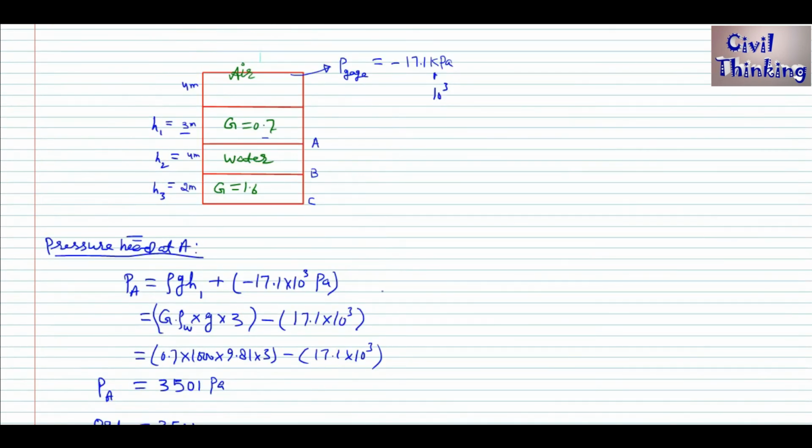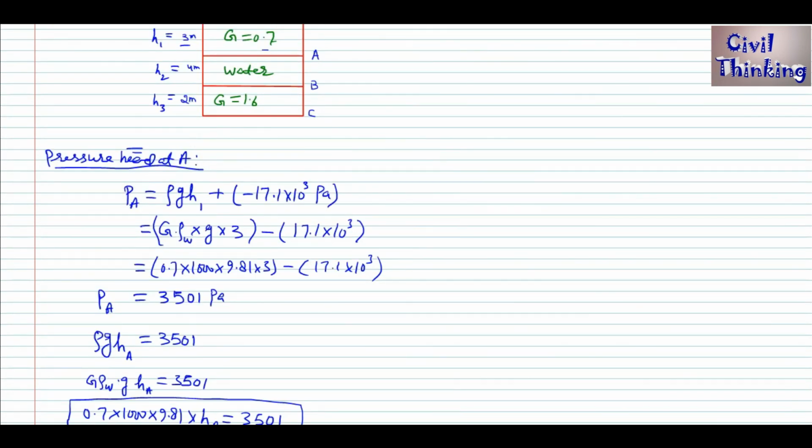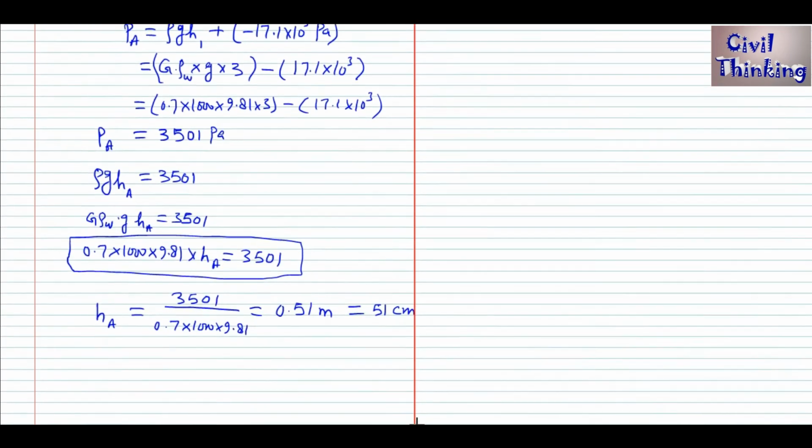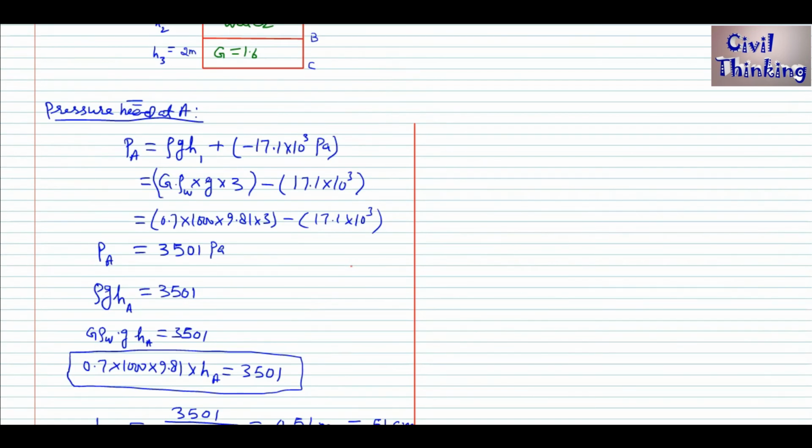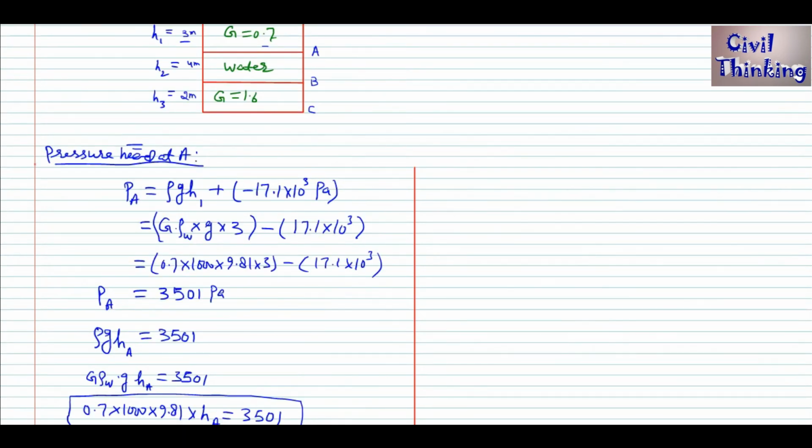Now we have to find the head at B. Okay, let me use that space. Now we are going to find the pressure head at B. First we will find the pressure at B, then we will convert it into the head, right? So the pressure at B is what?